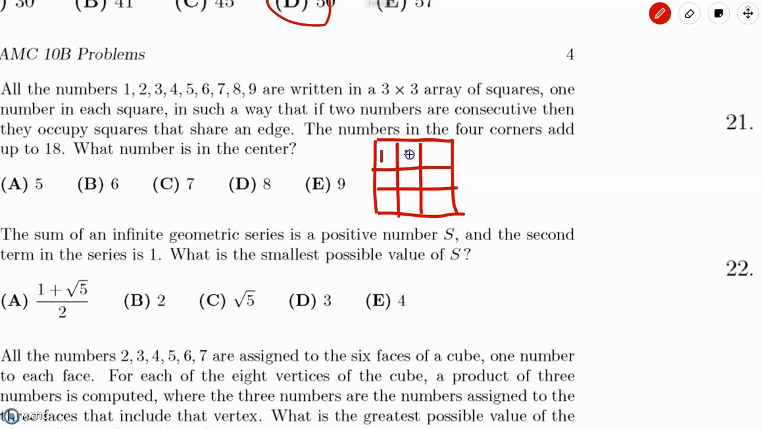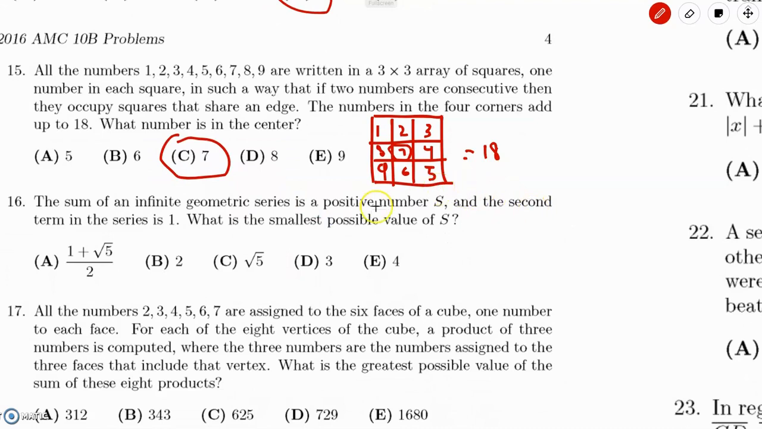So we have 1 and then 2. Let's put 3 over here. 4, 5, 6, 7, 8, 9. And that doesn't work, so we'll have to look for another configuration. So if we put 4 over here, and then 5 over here, and then 6 over here, and then 7 over here, and then 8 over here, and then 9 over here. Does that work? Well, yeah. 1 plus 3 plus 9 plus 5 is equal to 18. So that means the center square is equal to 7 here, and that answer is C.